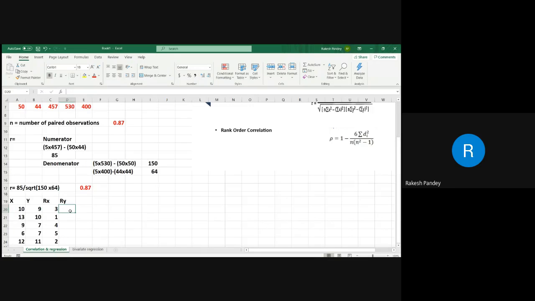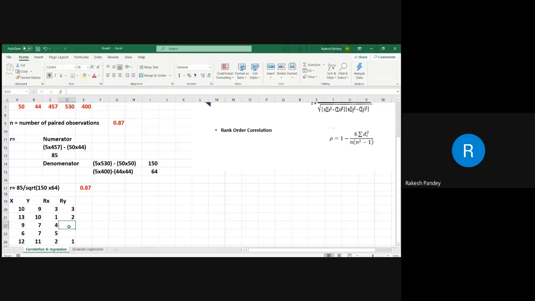Now come in this, rank 1, this is the highest. Rank 2, this is the second highest. Rank 3, this is the third highest. Now here we are having a tied rank. There are two individuals having 7.